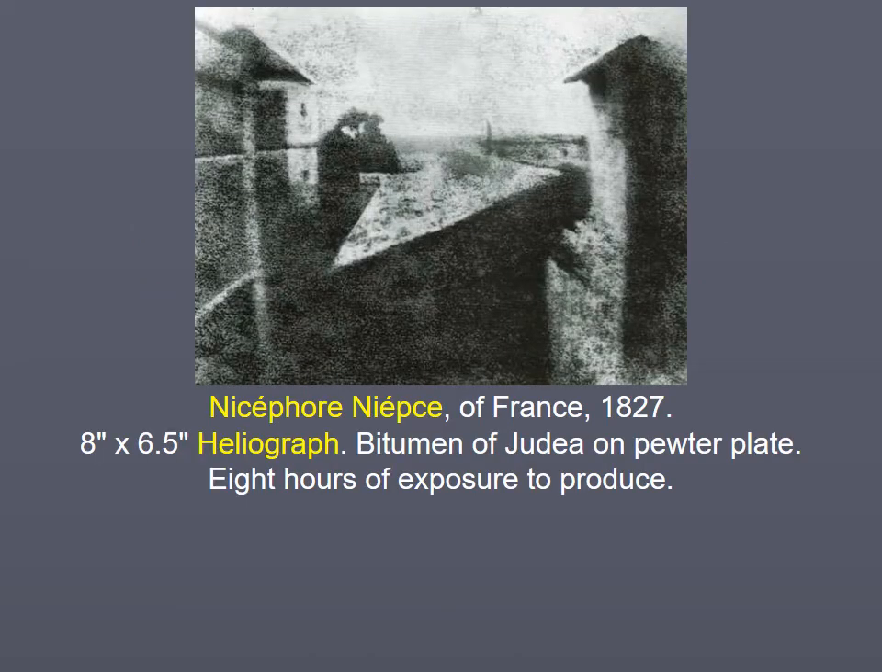Nicephore Niepce in France, he took a piece of pewter, 8 inches by 6.5 inches, and he coated it with this bitumen of Judea, this tar. He brushed it on, and he put it into the back of his camera obscura and focused an image onto that as he pointed the camera out of his window. And this is the image that came up, a heliograph. Helio meaning sun, so it was called a sun drawing.